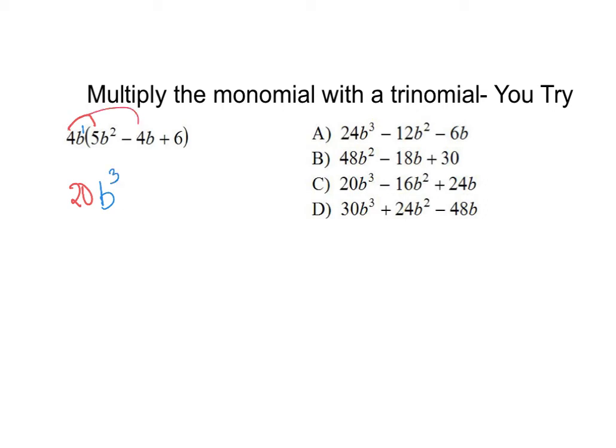We're going to do the same thing with my numbers. 4 times negative 4 is negative 16. And now with our bases, b times b, keep the base, add exponents, so 2. Now we're going to go back. 4 times 6, well, that's 24. So positive 24. There is no other b to multiply by, so we just keep the b.